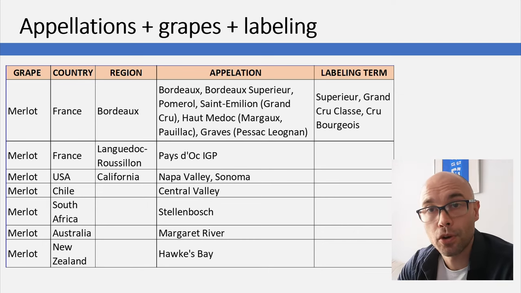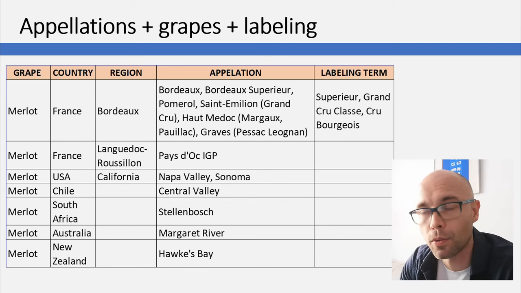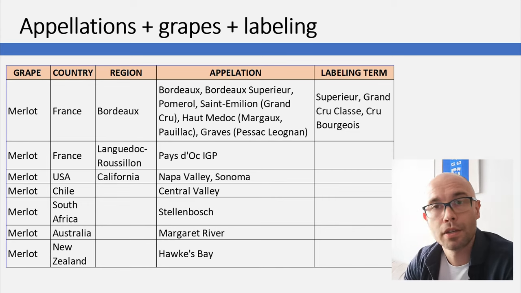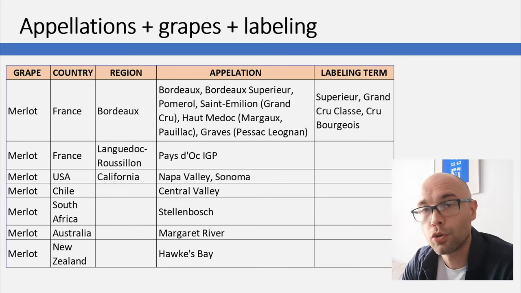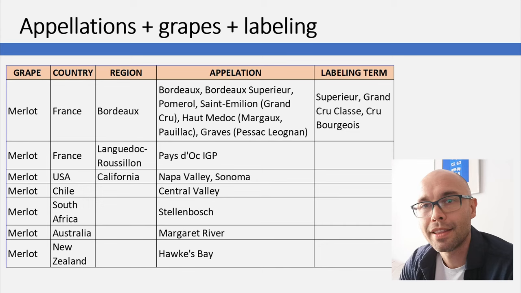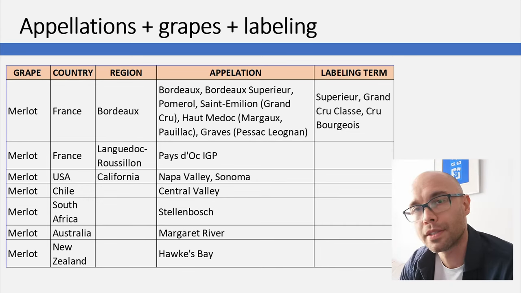Specific labeling terms for red Bordeaux: Supérieur, like I said, doesn't really indicate any higher quality. It indicates that the wine needs to have higher alcohol. Grand Cru Classé and Cru Bourgeois are actually not appellations, they are classification systems, which in Bordeaux usually indicate that the wines are higher quality and usually determine higher prices of the wine.